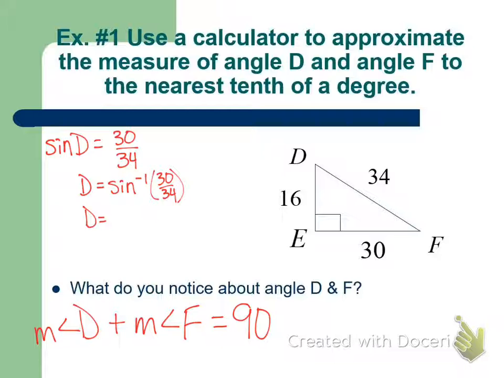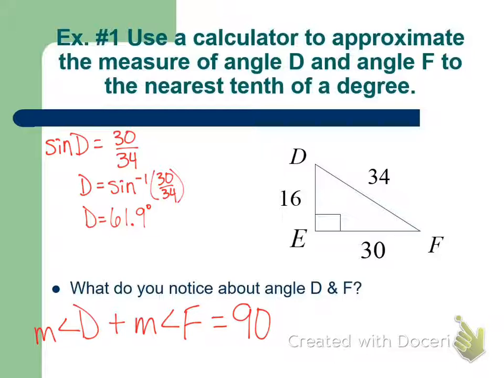Let's round to the nearest tenth of a degree. What did we get? Okay. The nearest tenth of a degree, I would agree with 61.9. It should have come out to like 61.9275. So the 2 makes the 9 stay the same. Do we have questions, concerns about angle D?